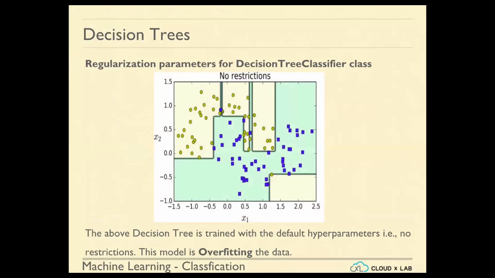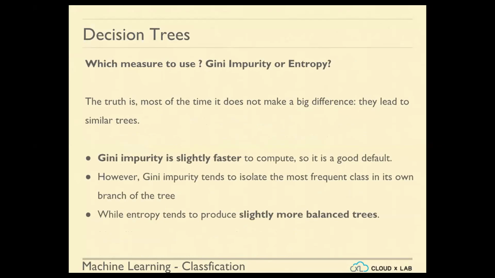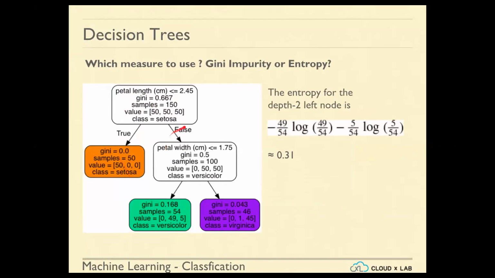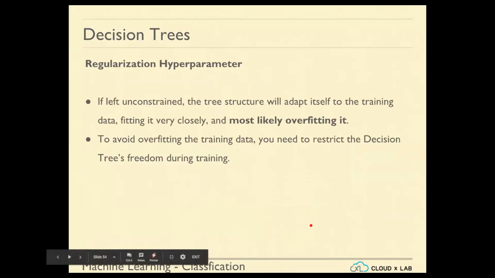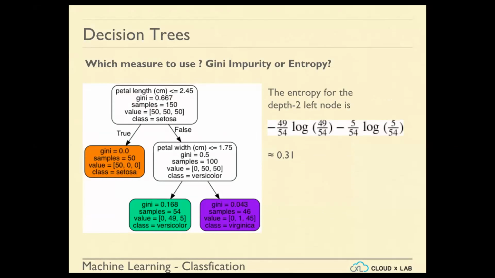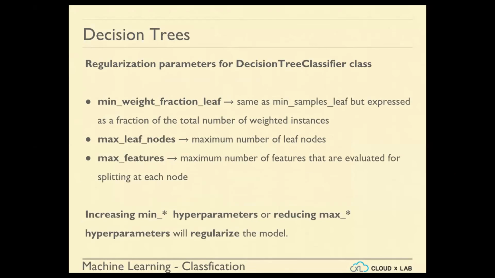A question from Bintao: what is the difference between a node and a leaf node? So this is a node and this is the leaf node. The leaf node is the last one, while everything is a node.